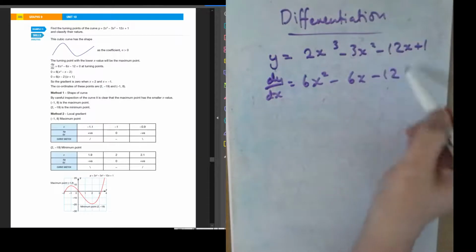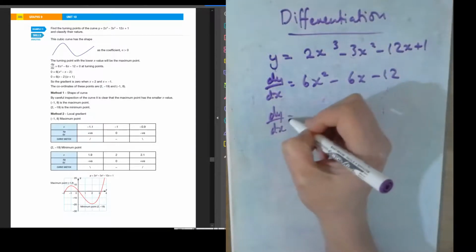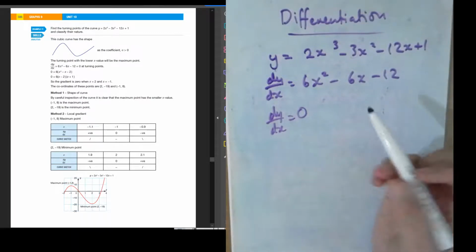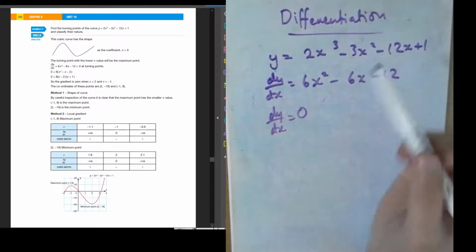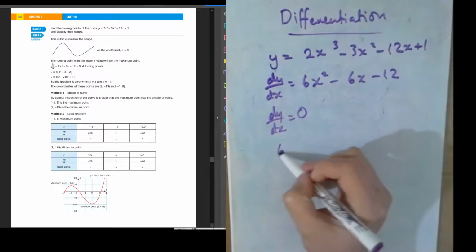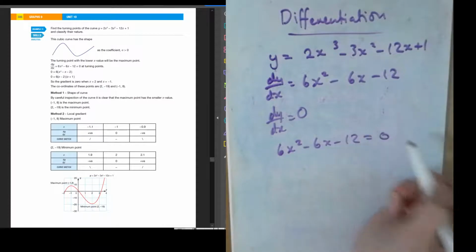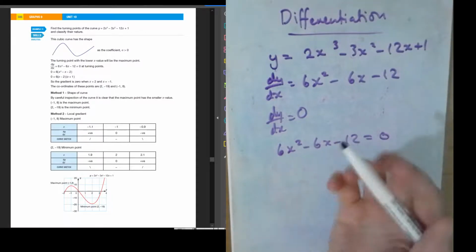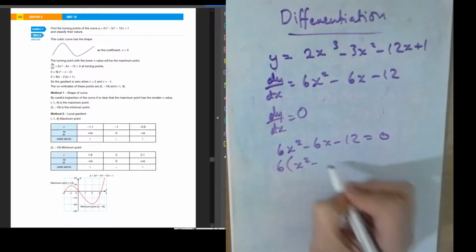I need to find the turning points on this, so it's when it equals 0. So turning points is when this equals 0. So now this equals this, but I also want it when it equals this. So now I can just equate them to each other. So I've got 6x squared, take away 6x, take away 12 equals 0. I don't really need all of this. I can make it easier for myself by taking this factor of 6 out.